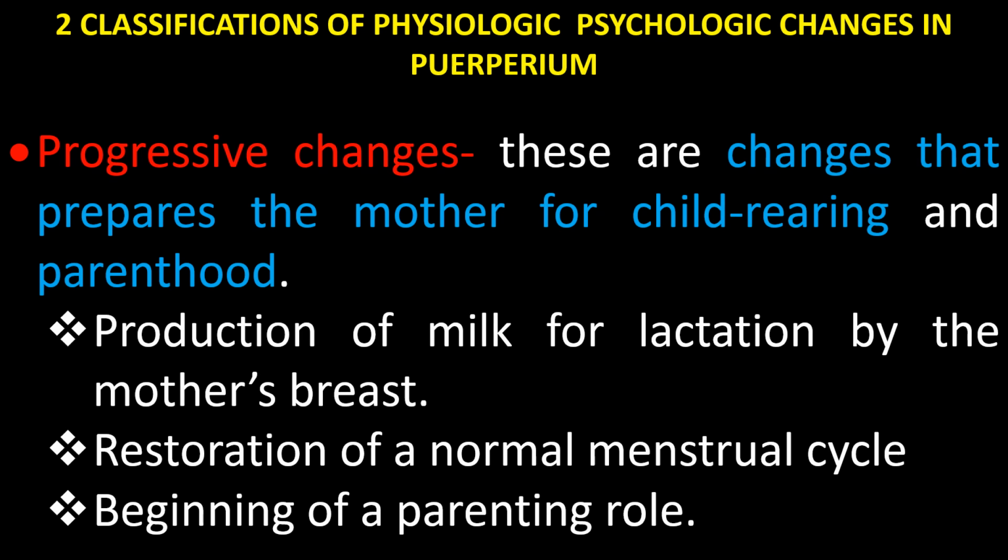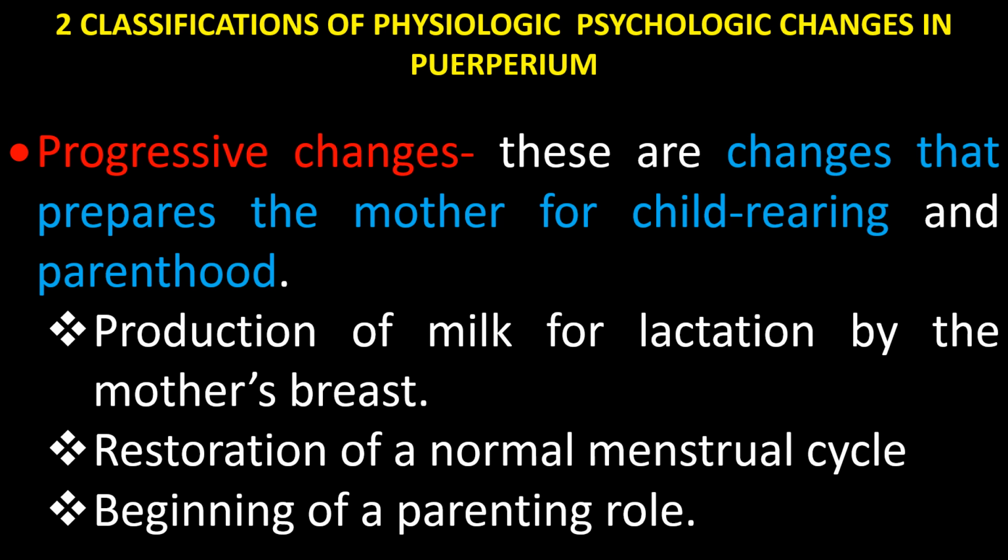We also have what we call progressive changes, and these are changes that prepares the mother for child rearing and parenthood. Kung kanina po is yung retrogressive changes po ay pagbalik ng mga different parts of the body into their pre-pregnant state, dito naman sa progressive changes ay ang pag-change or pag-iba ng katawan ng nanay in preparation for motherhood.